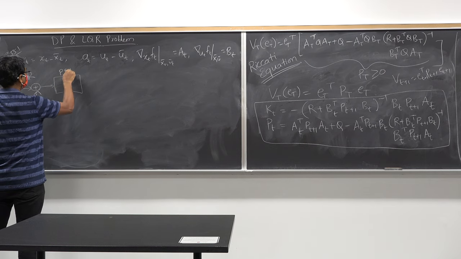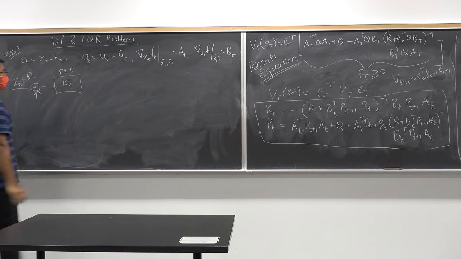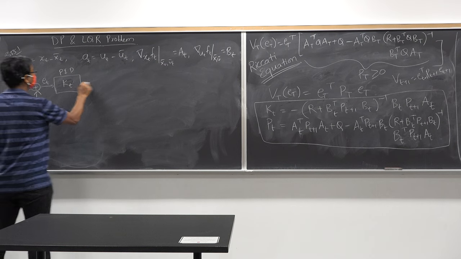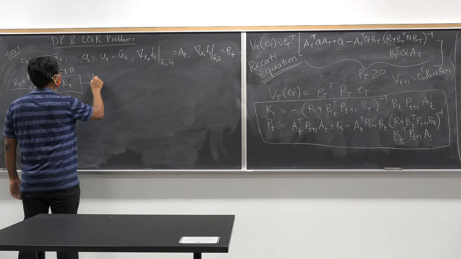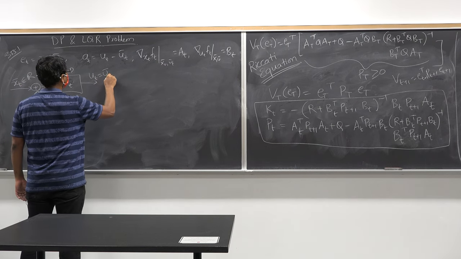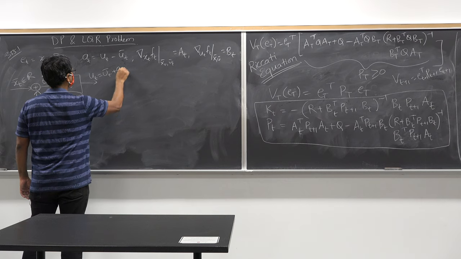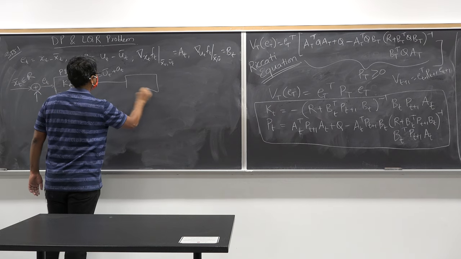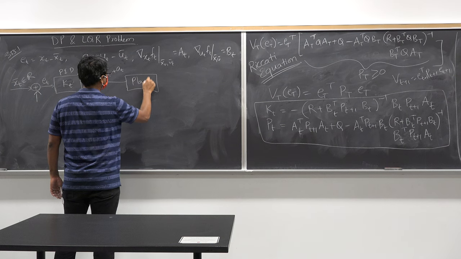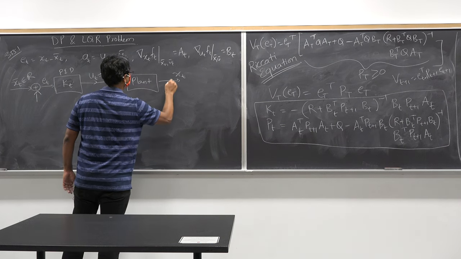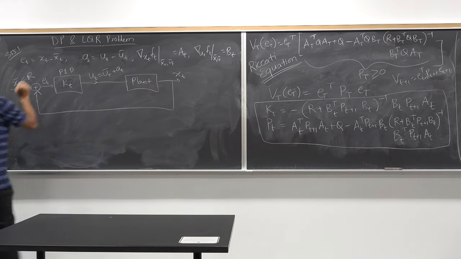Let me call this the PID controller, and let me use K_t here. This is my e_t. This is my u_t, which is ū_t plus a_t. This goes to my plant, which gives an output x_t, and that gets fed back with a negative feedback loop into the actual system.